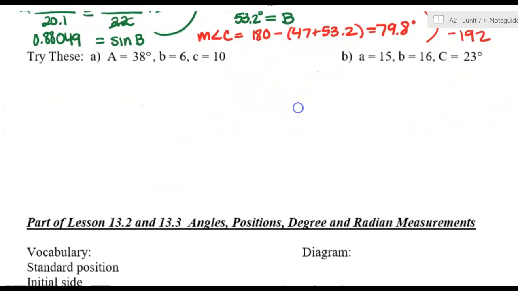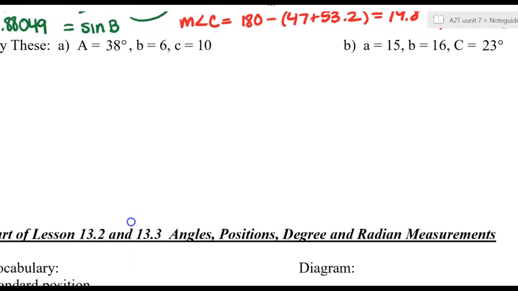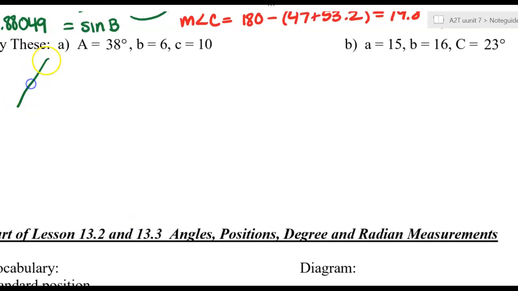So here's the try these from the rest of the portion of the law of cosines notes. I'm going to start with part A. And here in part A, if I draw myself a triangle, again, these are just pretty generic shaped triangles. All right, so when I look at this situation, this is a little bit different. This is an angle side side situation.